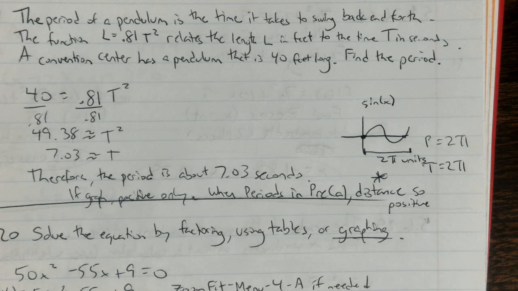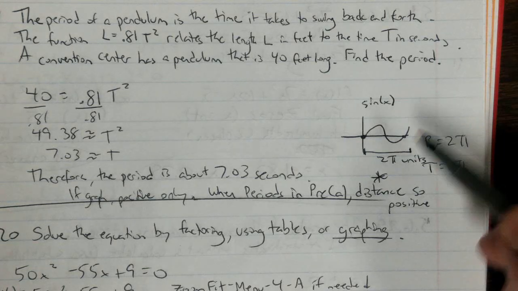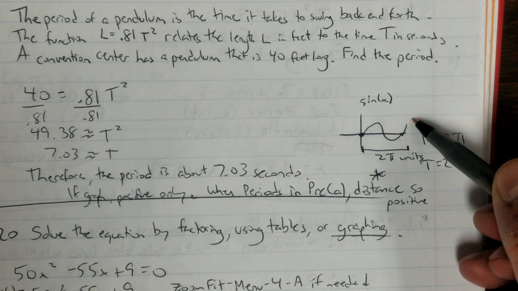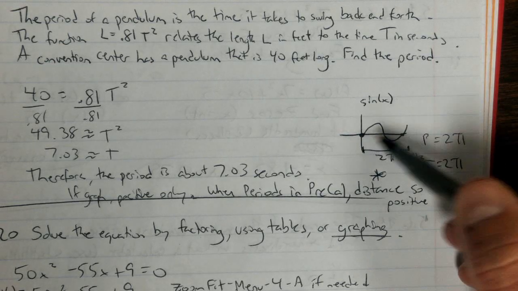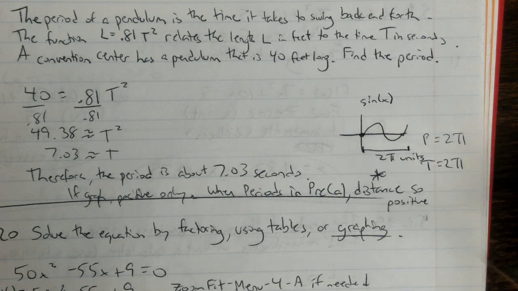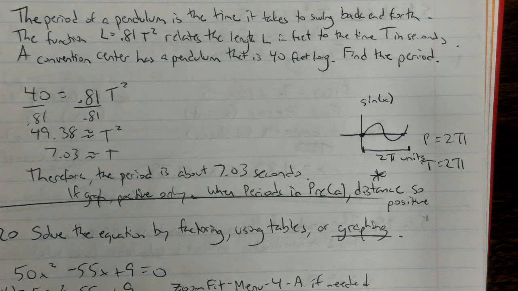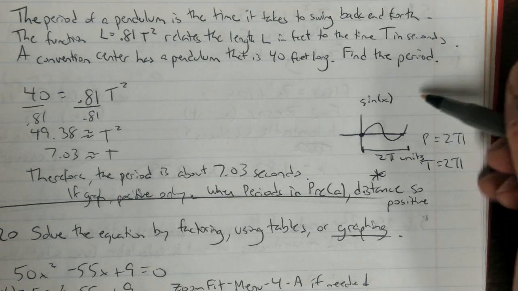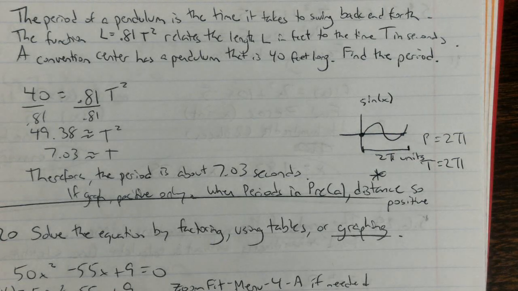Period is a distance. It's, in this case, from where it starts going up to where it starts going up again, like touching the x-axis. So it couldn't be just that. The graph actually, for sine x, it goes over and over again.